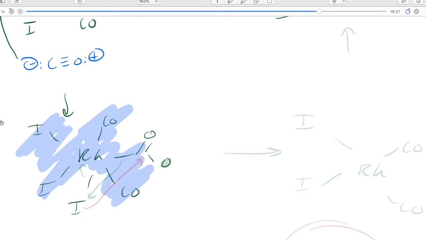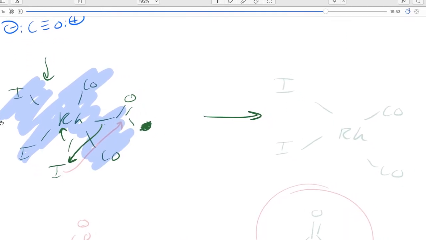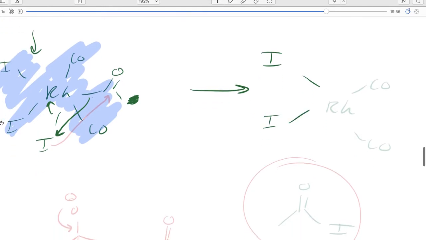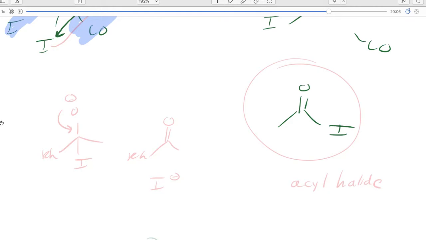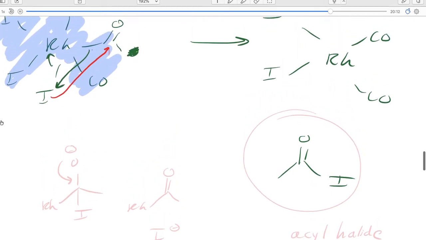So in order to make that happen, this pair of electrons will attack right here, the acyl carbon. Now, there really is no good way to represent this. But this pair of electrons within the carbon is just going to attack that iodide, taking it with it. And those pair of electrons will go back onto the rhodium. So we regenerate the catalyst, I, R, H, CO, CO, and we get iodide acetate.